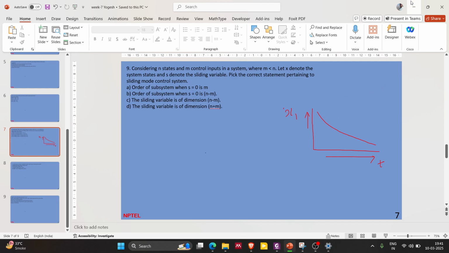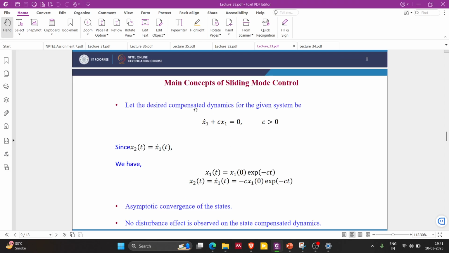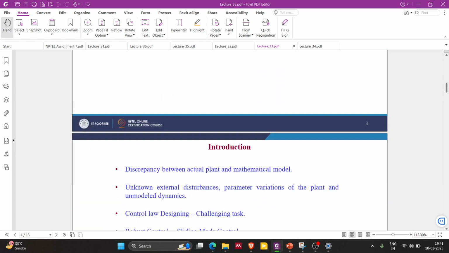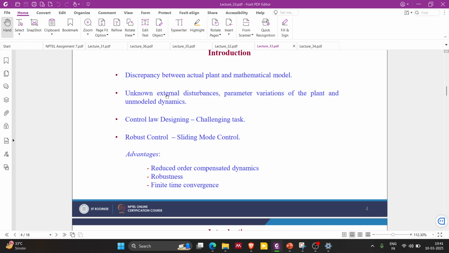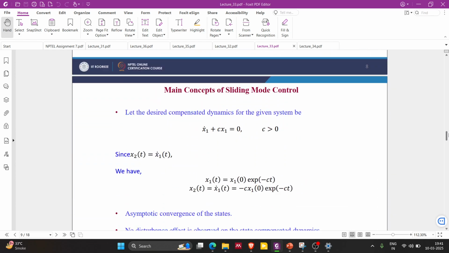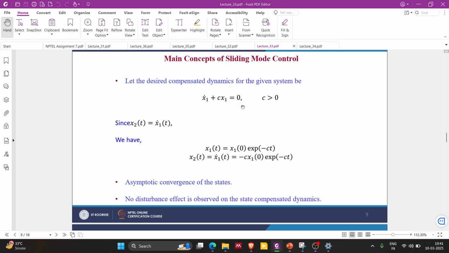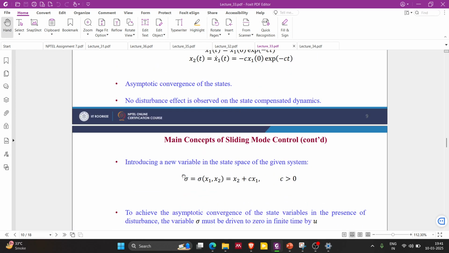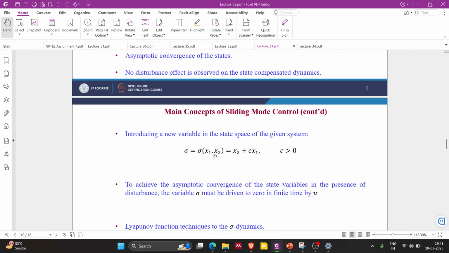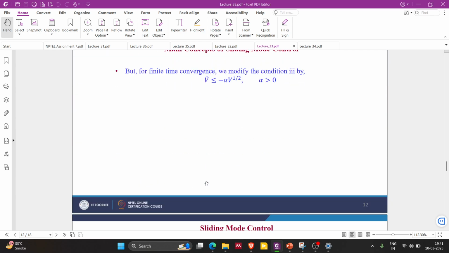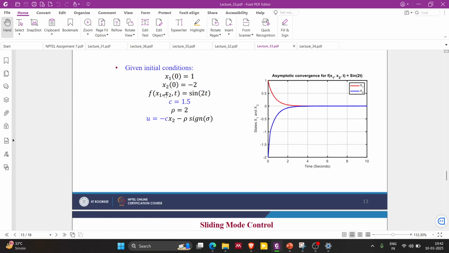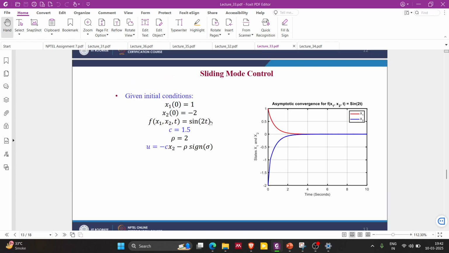This is what you want, but this won't happen because there are external disturbances. There are some parameters which you haven't included in your mathematical model, right? So this won't always happen. So instead of getting 0, you get something like sigma, which is basically your sliding variable, and this is a function of x1 and x2. Here we have used something like f(x1, x2), which is what a disturbance looks like.